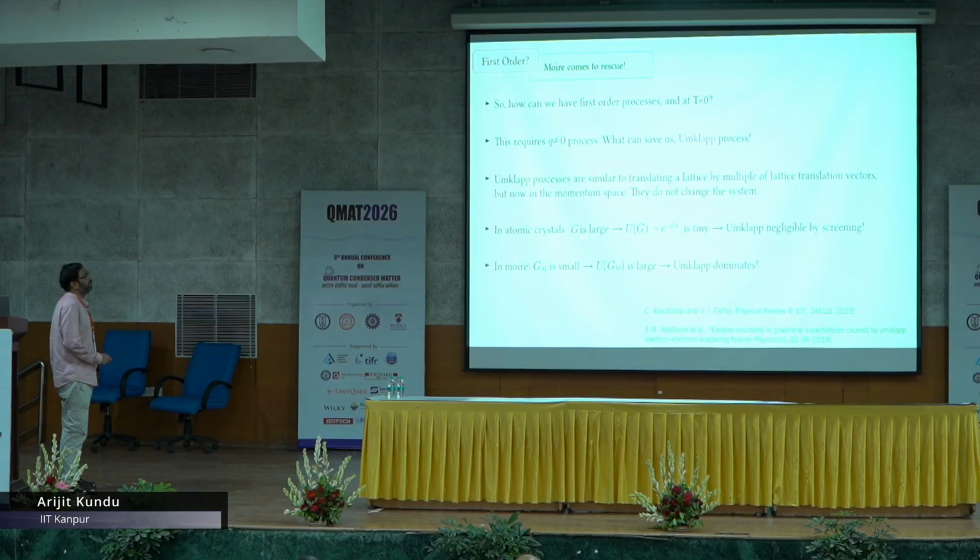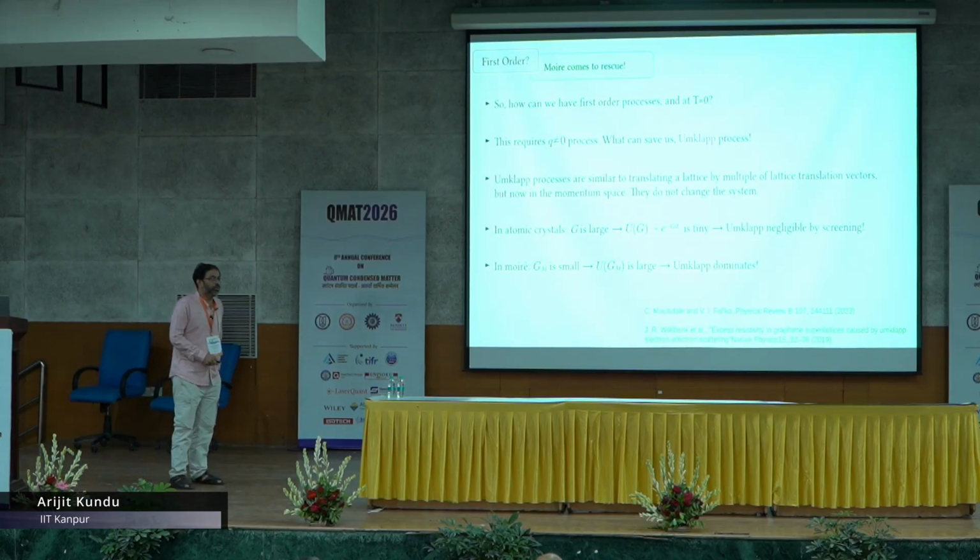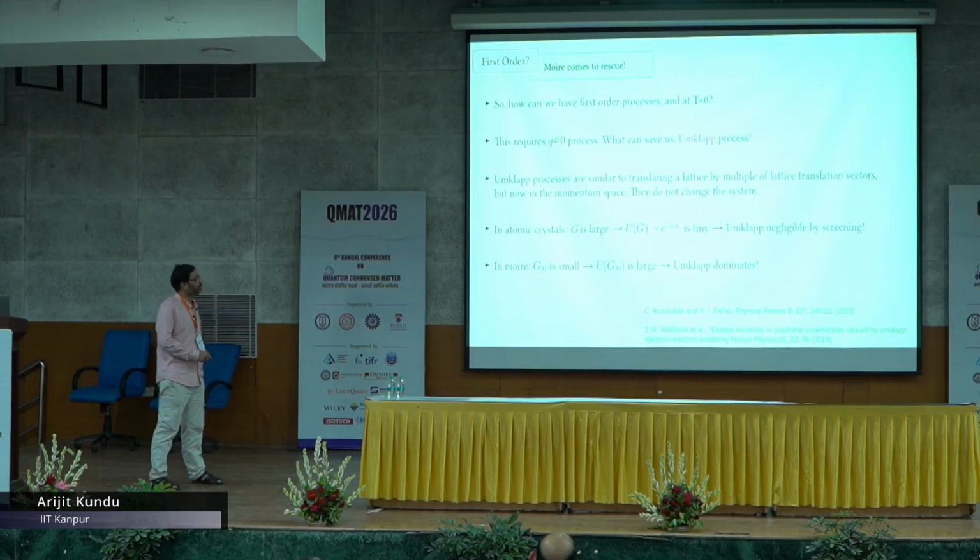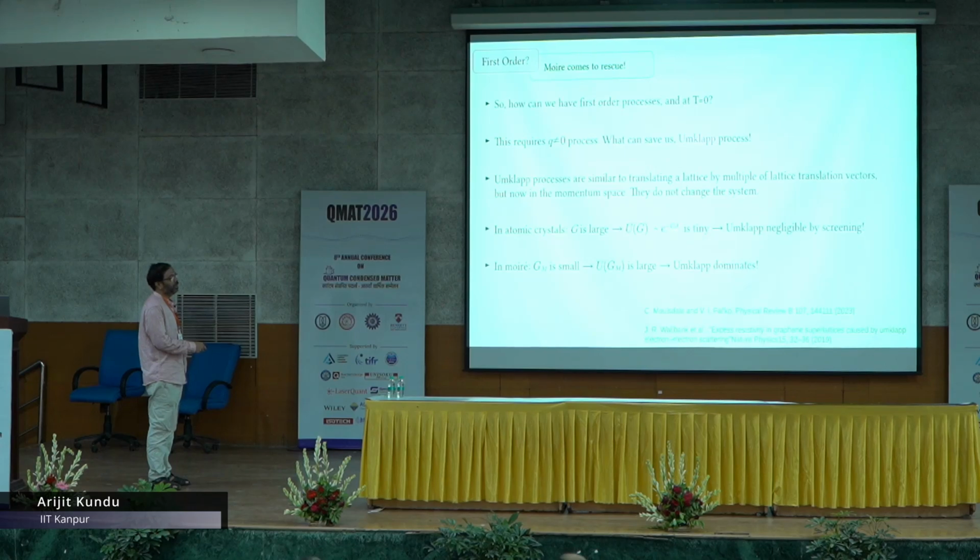In atomic crystal, G is large. So the Umklapp driven Coulomb drag would be vanishingly small, because it will be suppressed by exponential of G times D. D is the interlayer separation.